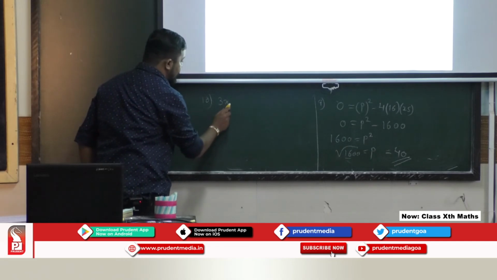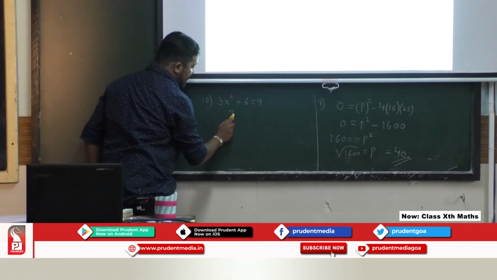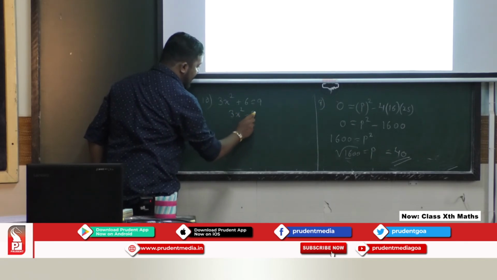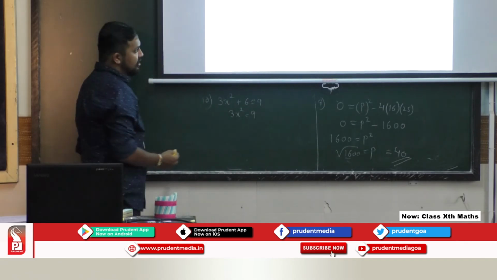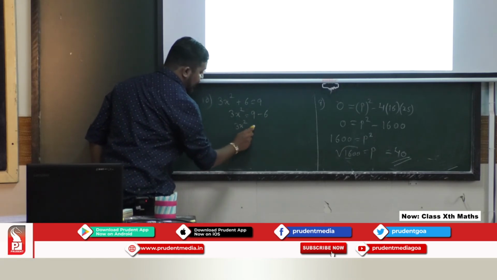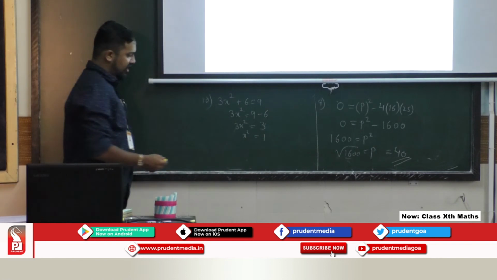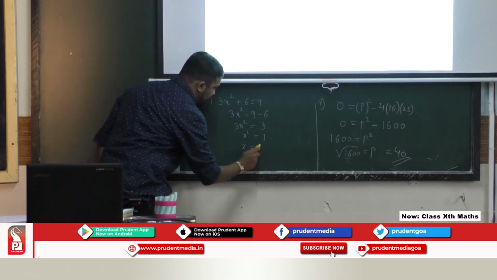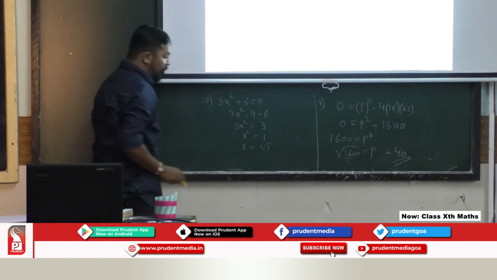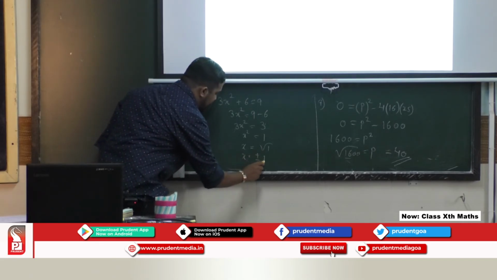3x square plus 6 equal to 9. So 3x square equals 9, take the 6 to the other side. So 9 minus 6, 3x square equal to 3. So x square, 3 and 3 will get cancelled. We'll get the answer 1. So x will be root 1. And you know what is root 1? Root 1 is plus or minus 1.